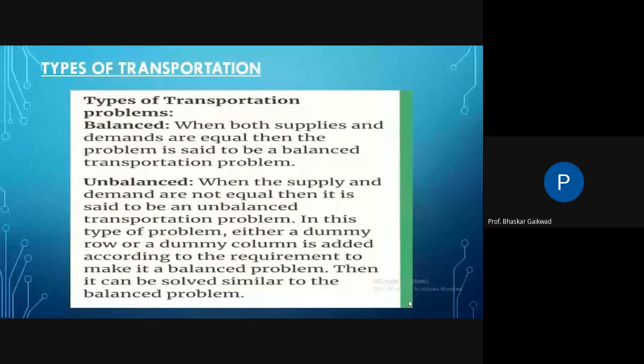While solving this type of problem, every time an unbalanced problem needs to be converted into a balanced one, and then we solve it. So we have to add something in that column and then solve the problem. So these are the types of transportation problems.